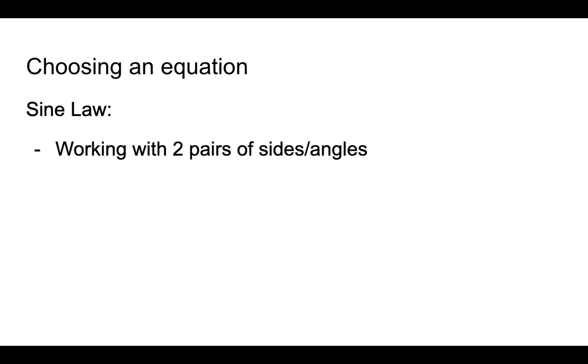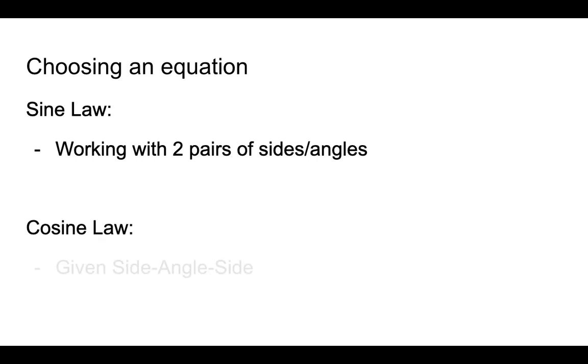So, just a reminder to choose an equation between sine law and cosine law. Remember, you can use sine law when you're working with two pairs of sides and angles. So you have one angle and the side across from it, and then another opposite side and angle. Before, we were calling those pairs of sides and angles.